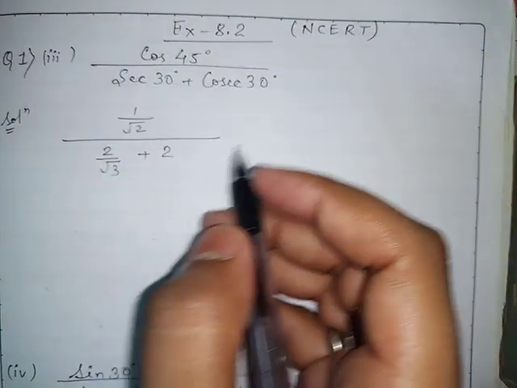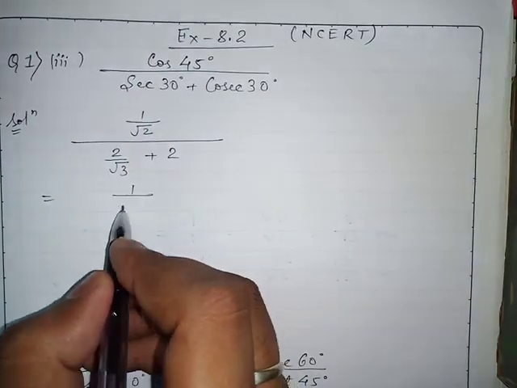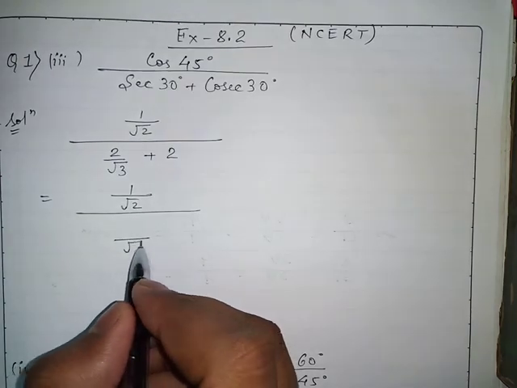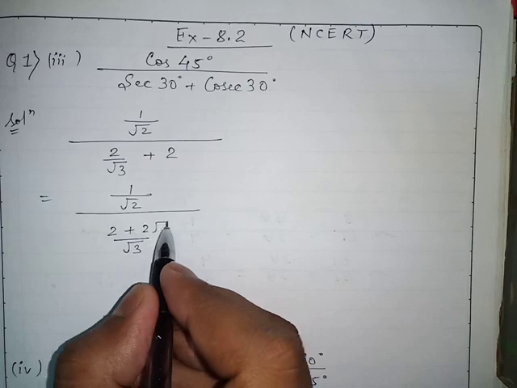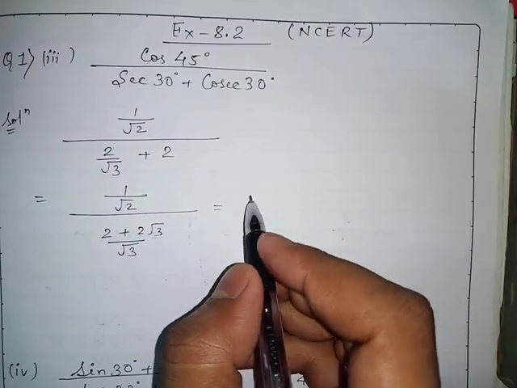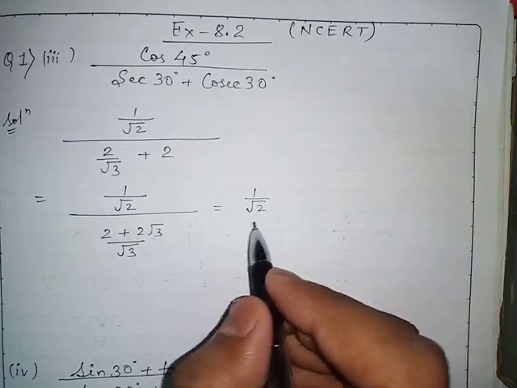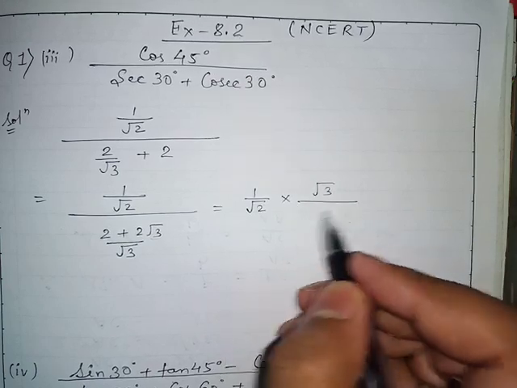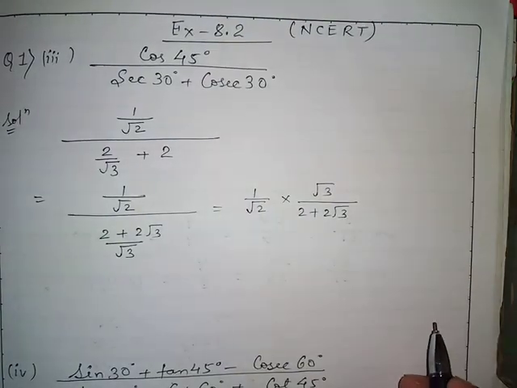Now see, this is 1 upon root 2. So I write 1 upon root 2 by, take LCM here, that is root 3, that is equal to 2 plus 2 root 3. Now it is 1 by root 2 into root 3 by 2 plus 2 root 3.